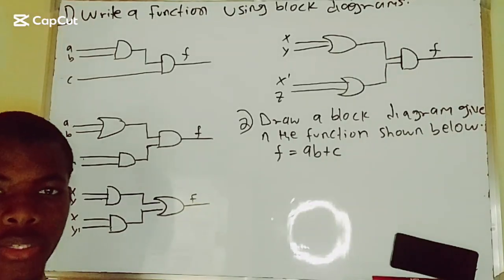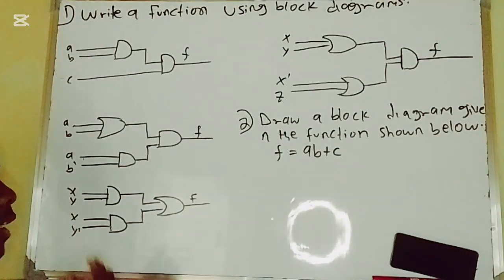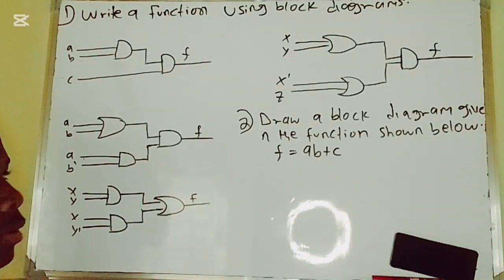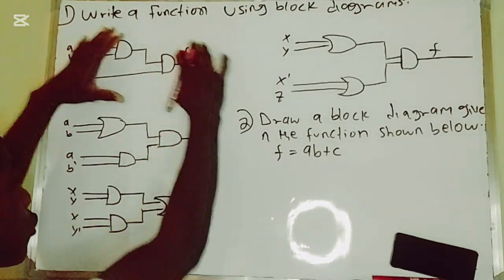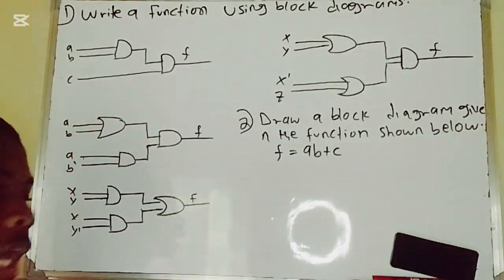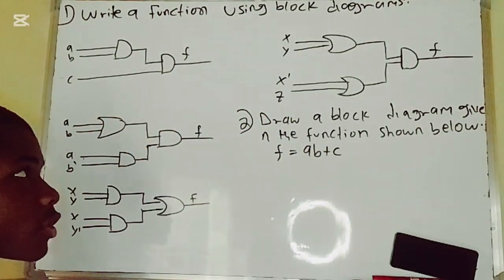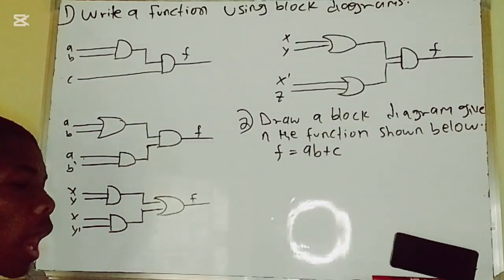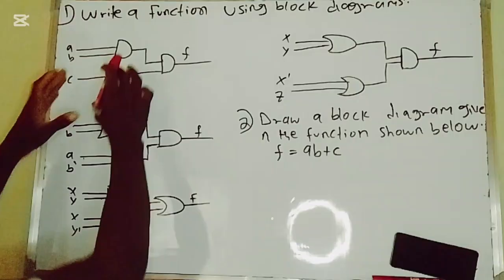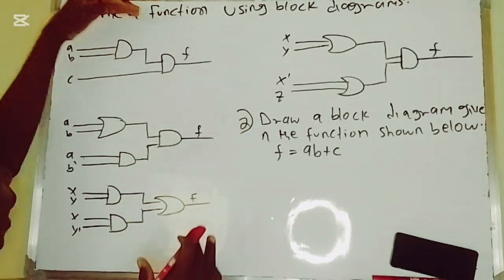Hello, good day viewers. In this tutorial, we're going to see how to write a function using block diagrams and how to draw a block diagram if we're given a question. We'll see how this diagram should become this function and how this function should become this diagram. I recommend you watch my introduction to logic gates so that you can see how AND, OR, NAND, and NOR work. So let's first take a look at question number 1: write a function using the block diagrams.